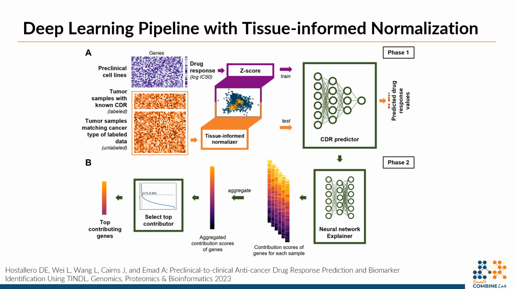Our pipeline is composed of two phases. The first phase is concerned with CDR prediction. Here we train our deep learning model using the gene expressions of preclinical cell lines and their log IC50s for a specific drug. We then use our tissue-informed normalization to match the distributions of tumors and cell lines, therefore allowing our trained predictor to successfully predict for tumors. In phase 2, we use a neural network explainer to calculate gene contribution scores of each tumor sample. The scores are then aggregated and filtered for further studies.